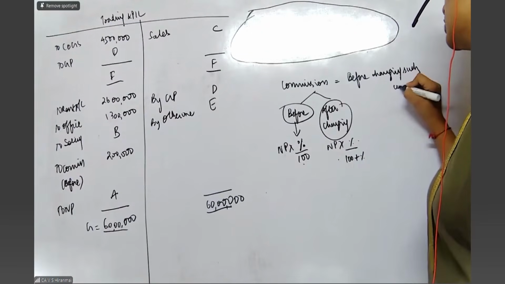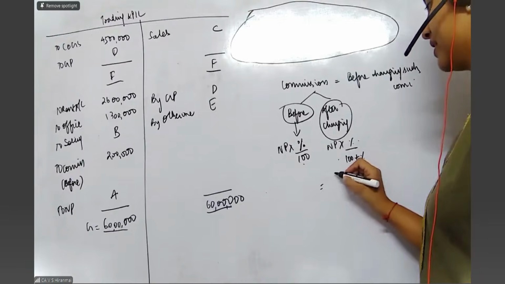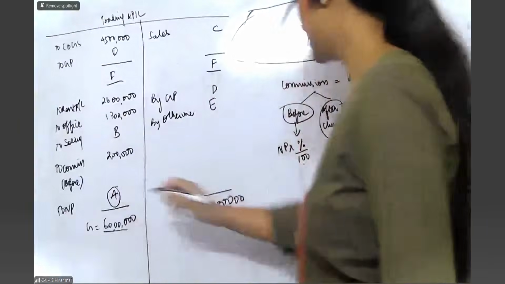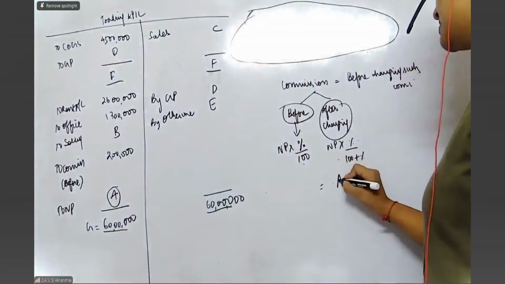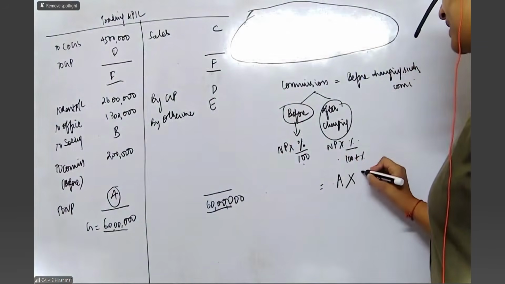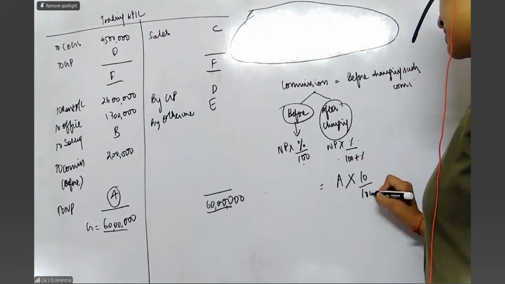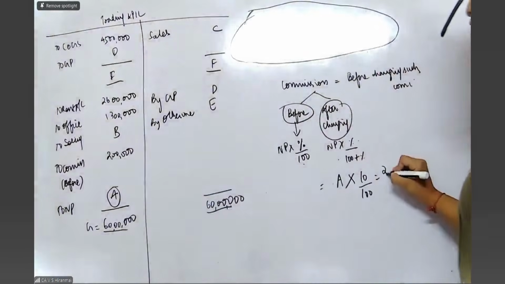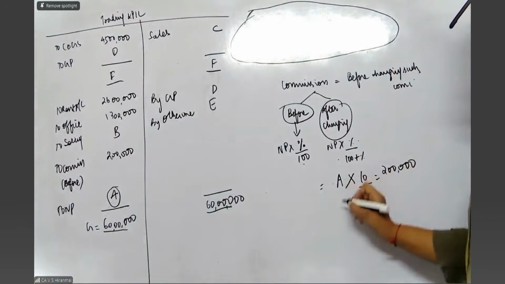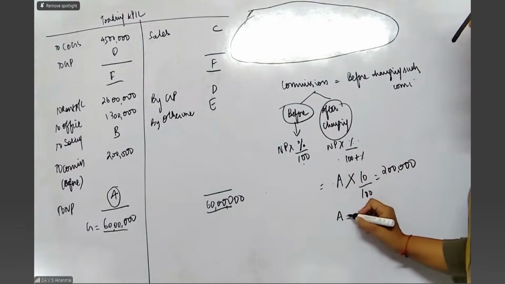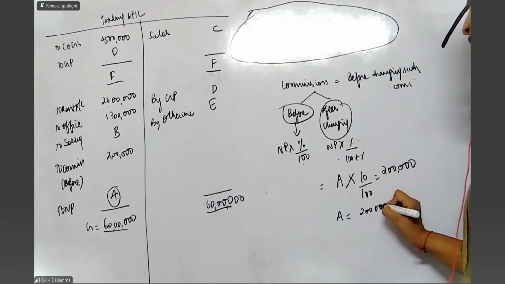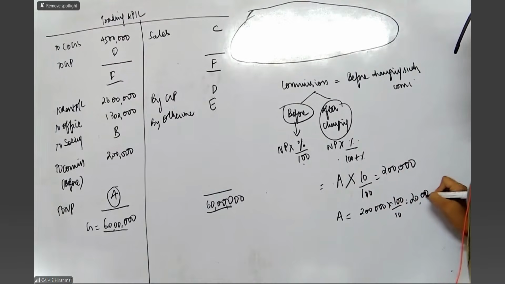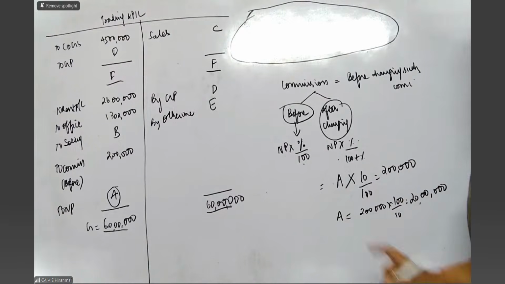Correct? So now how will you apply? What is the net profit? Do you know the net profit value? No, you know that it is A. So how will you frame it? A into 10 percentage, 10 by 100, gives me the commission value. How much is the commission value? 2 lakh rupees. So using this, I am going to find out my A. A will be 2 lakhs into 100 by 10. 20 lakhs is my net profit value.